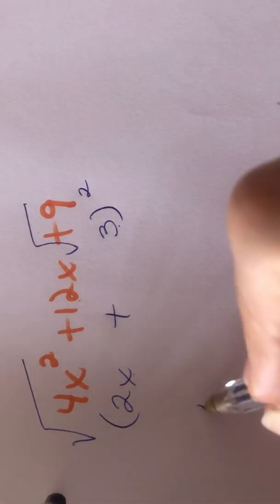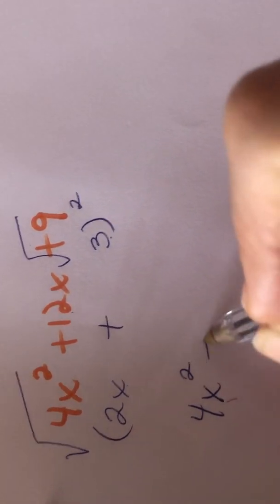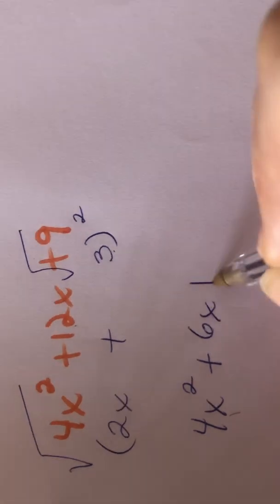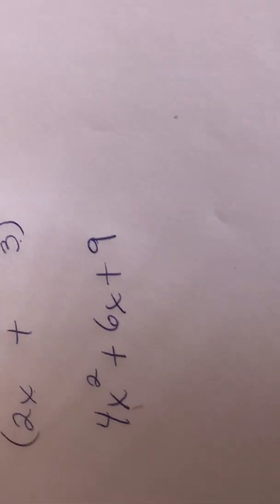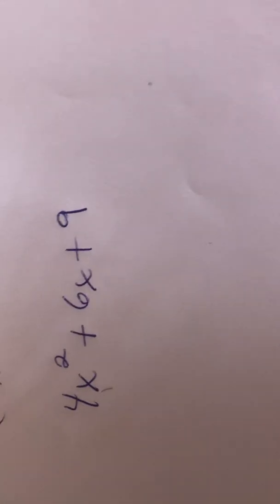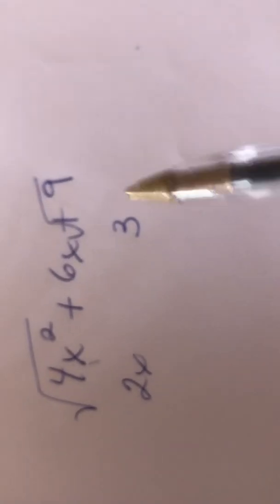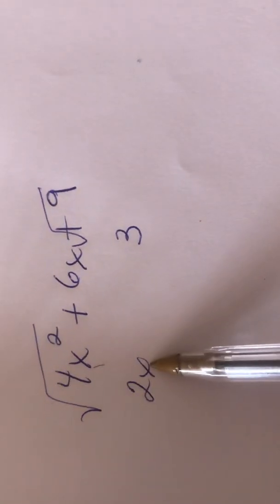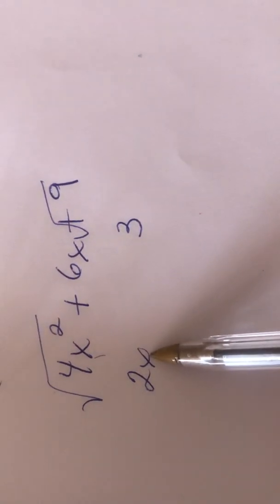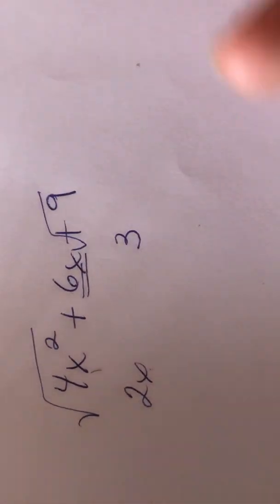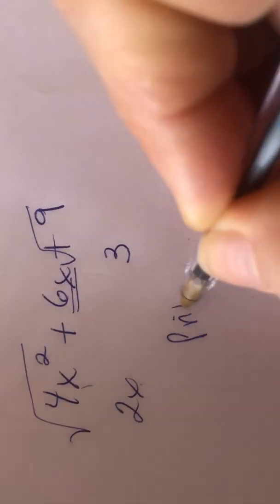Now let me change this. Let me do something different. Plus 6x plus 9. Would that be a perfect trinomial squared? Well, let's check it out. The square root of this one, 2x. The square root of 9, 3. Now for the middle term, 3 times 2x is 6x times 2 doesn't give me 6x. So this would be prime.